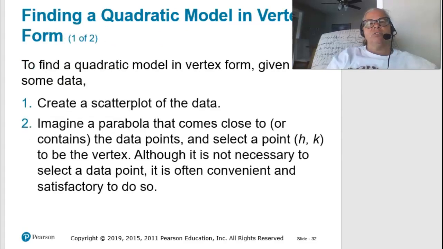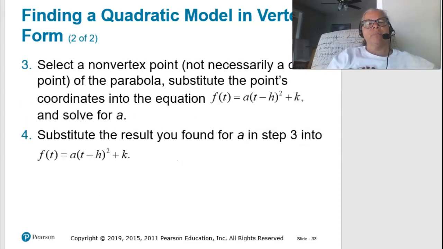So to use a quadratic model in vertex form, create your scatter plot. Imagine the parabola comes close to the highest data point. Although it's not necessary to select a data point, it is convenient to do so, so that's usually the easiest way. Then select a non-vertex point to substitute in to solve for a, and then replace a in your equation.